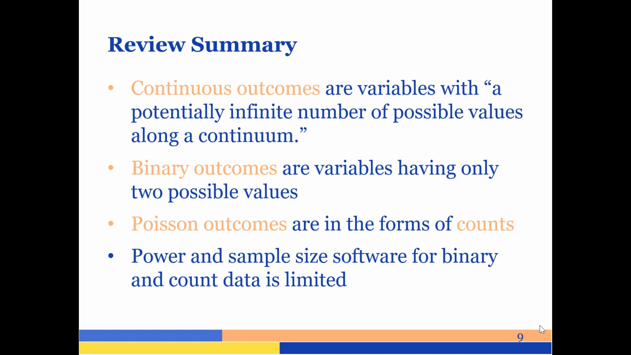Let's do a quick review summary. Continuous variables run along a number line, including fractions and decimals, so there are potentially infinite number of possible values they can have. Binary outcomes have two possible values like yes or no questions or dummy-coded variables. Finally, Poisson outcomes are counts. They can increase by whole numbers as occurrences that are of research interest that happen. Remember, the software we use in this course, Glimpse, is only for continuous variables. For binary and Poisson data, power and sample size in general is limited.